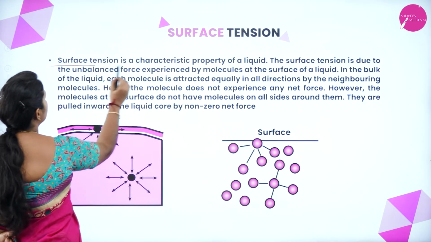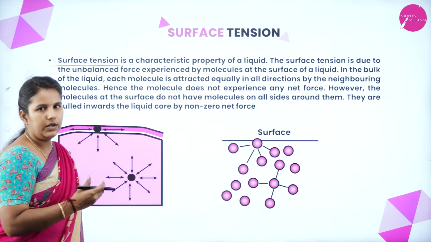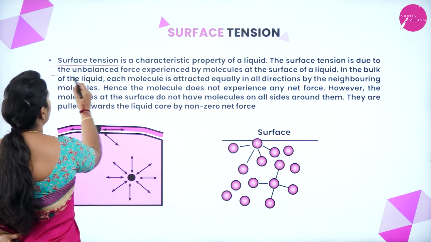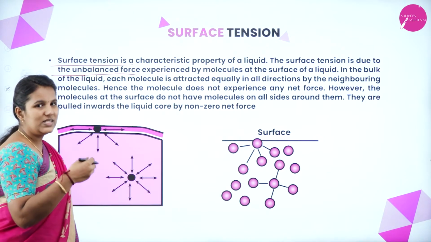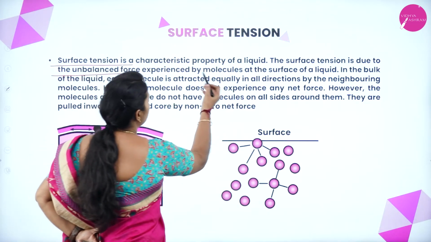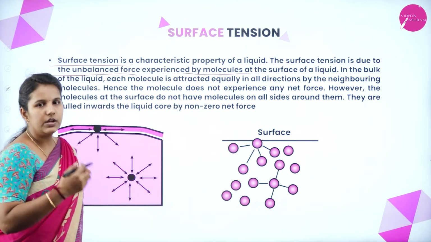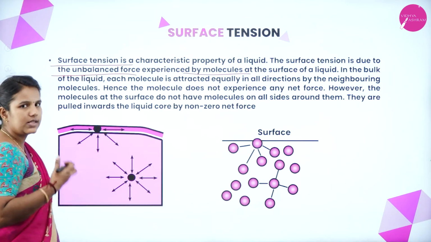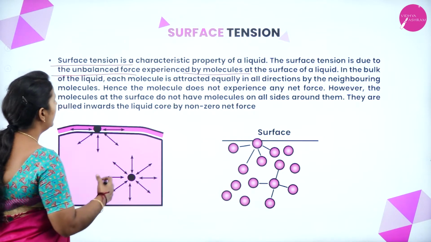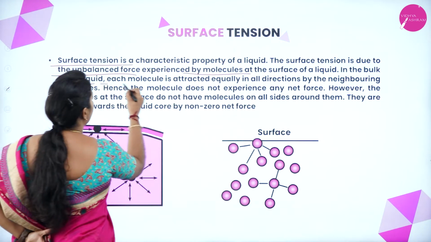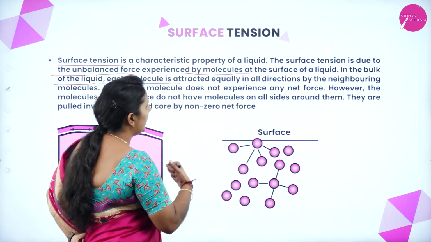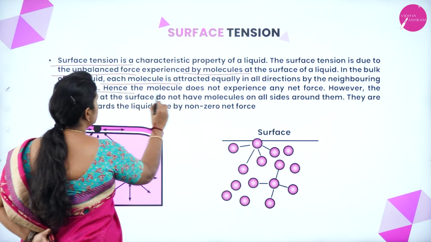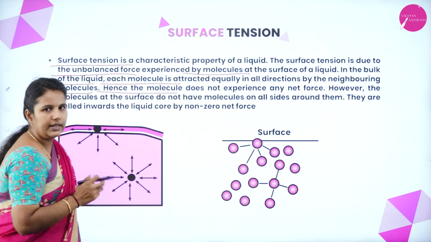Surface tension is a characteristic property of the liquid. It is mainly because of the unbalanced force experienced by the molecules at the surface of the liquid. So it is nothing but the unbalanced force caused on the surface of the liquid. In the bulk of the liquid, each molecule is attracted equally in all directions by the neighboring molecules. Hence, these molecules do not experience a net force.